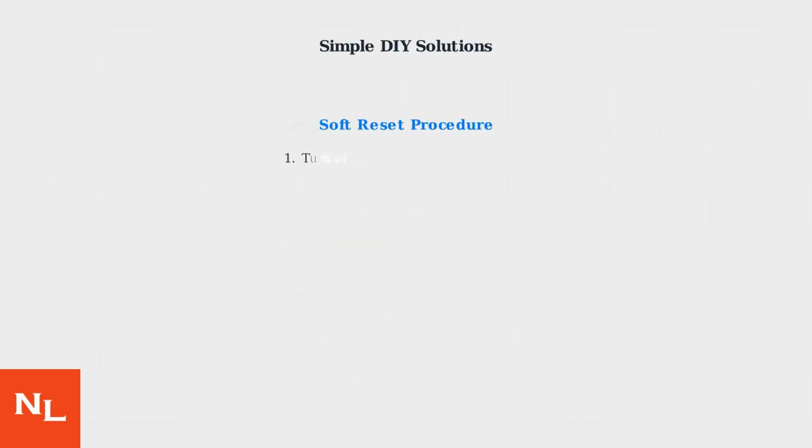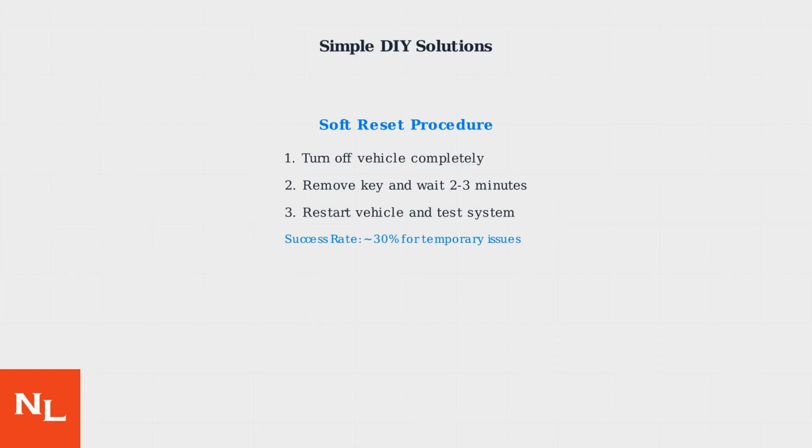Start with simple DIY fixes. The soft reset procedure involves turning off your vehicle completely, removing the key, and waiting 2 to 3 minutes, then restarting and testing the system. This works for about 30% of temporary freezing issues.